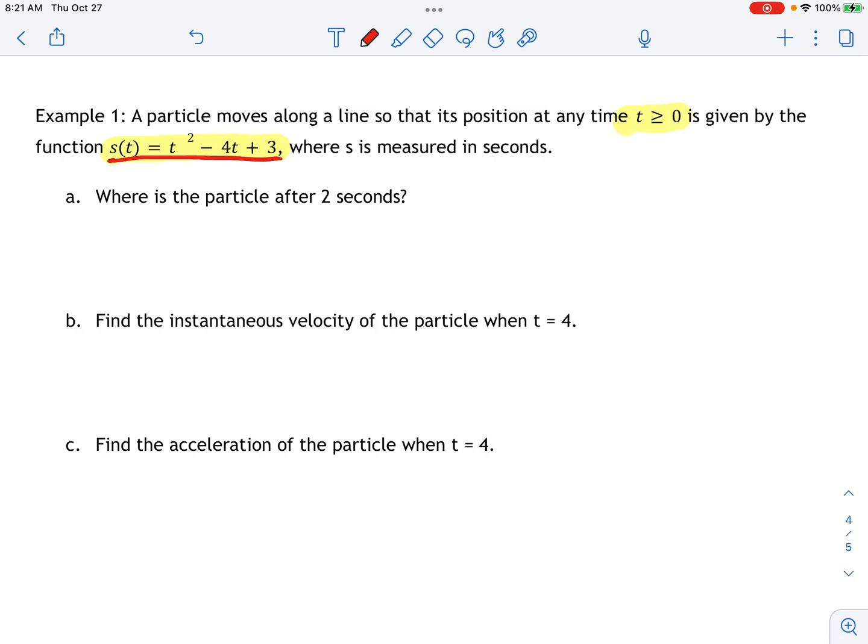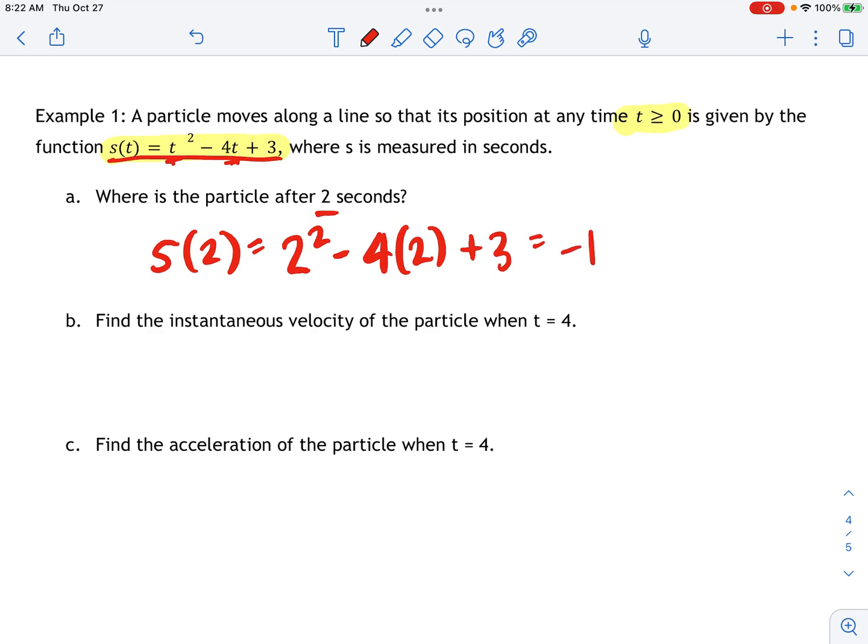So for part A, it says, where's the particle after 2 seconds? Well, if we want to know where the particle is after 2 seconds, you take the time and plug it into the position equation, plugging in 2 for t. So you can find the position or the location at any time by just taking the time, in this case 2 seconds, and plugging in that number for t. If you do that in this case, you get -1.